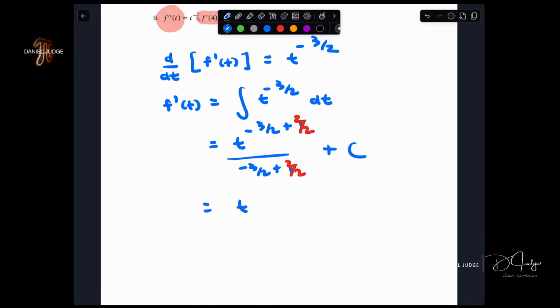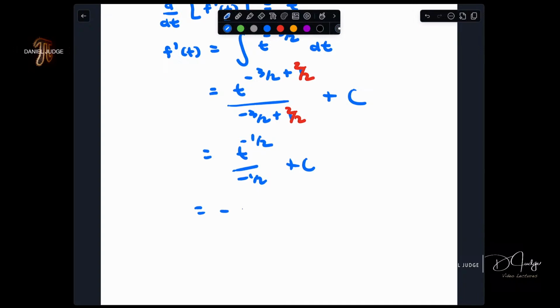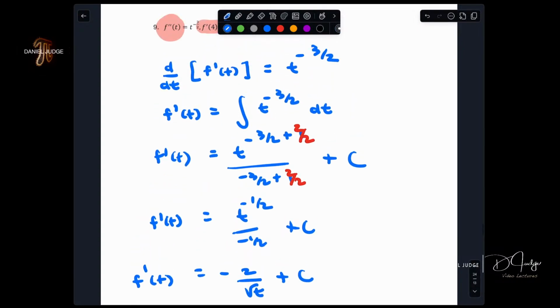All right, I apologize. It's adding 1 by the power rule. So this will be negative 1 half plus c. That'll be negative 2 over the square root of t plus c. Okay, so this is going to be my f prime of t now. Yeah, it looks like we're good now. Okay. f prime of 4 is 1.